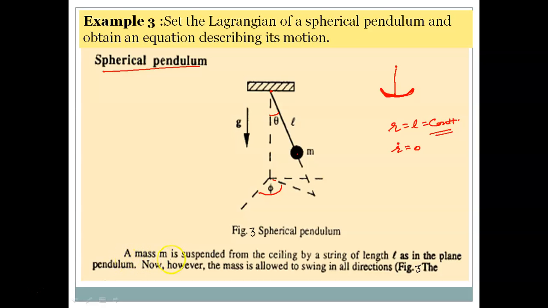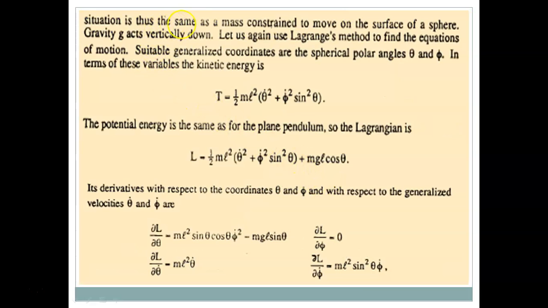You can see a mass m is suspended from the ceiling by a string of length L, as in the plane pendulum. Now, however, the mass is allowed to swing in all directions. The situation is thus the same as a mass constrained to move on the surface of a sphere, with gravity g acting vertically downward. Let us again use Lagrange's method to find the equation of motion.